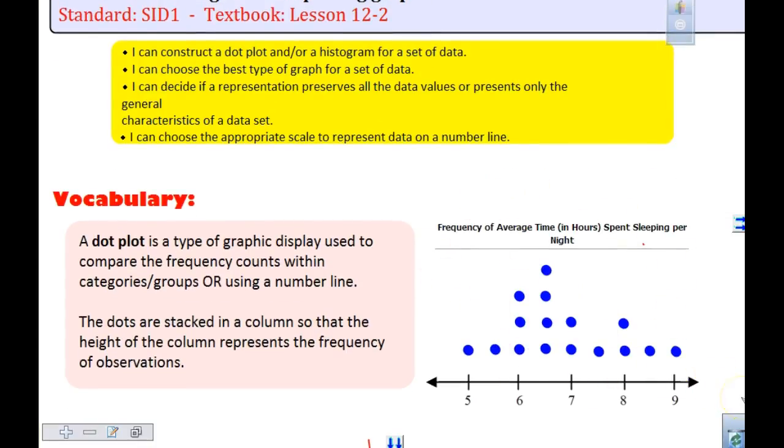How could we determine? Count the dots. So count the dots. Count how many we have. They surveyed, in this case, how many people? 16 people. Okay? Dot plot is a type of graphic display that's used to compare frequencies or counts within categories or groups. Or it could be using a number line. The dots are stacked in a column so that the height is represented in our frequency.